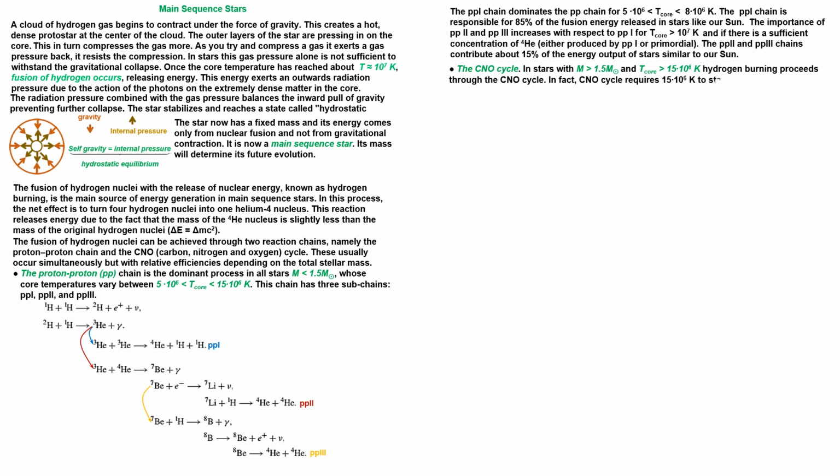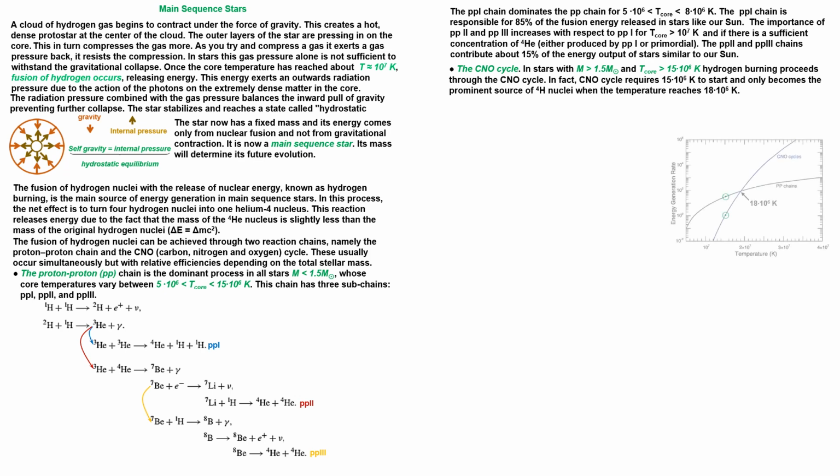In fact, the CNO cycle requires 15 million Kelvin to start and only becomes the prominent source of helium nuclei when the temperature reaches 18 million Kelvin. Look at the graph. The relative energy produced by each process is shown on the plot below. Note that above 18 million Kelvin, the CNO cycle contributes most of the energy, and any further slight increase in core temperature leads to a greater increase in energy output.